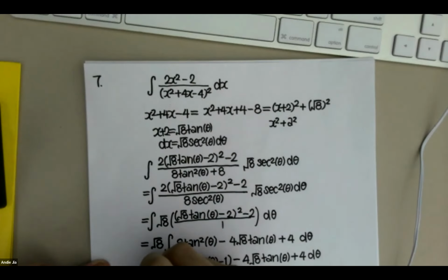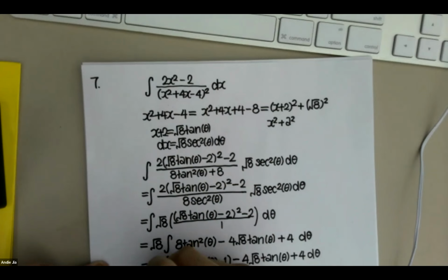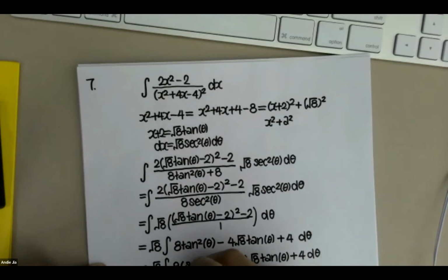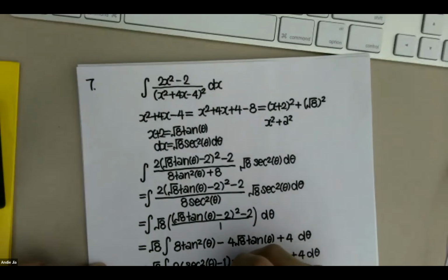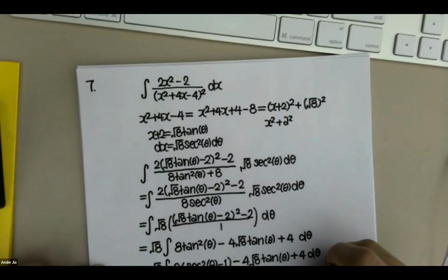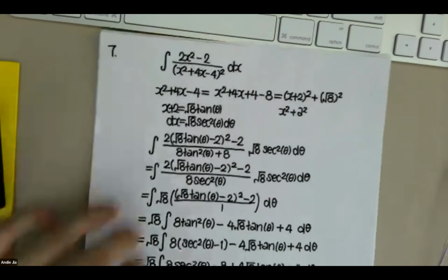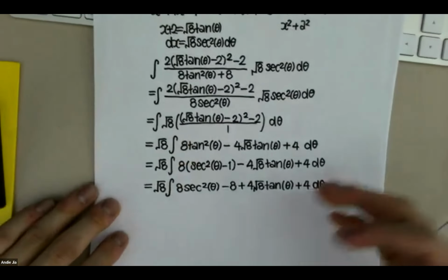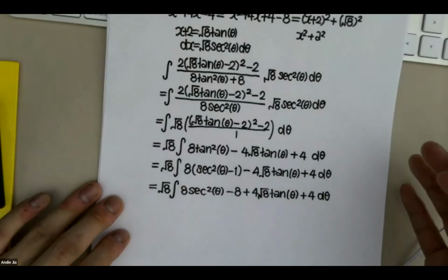So we expand this whole thing. It's going to be 8 secant squared of theta minus 8, plus 4 square root of 8 tangent of theta plus 4 theta. So I'm doing this right here. Is there any mistake? If there is any, please let me know.